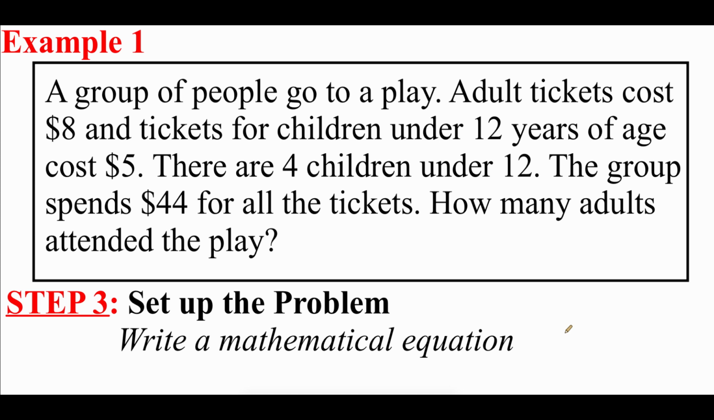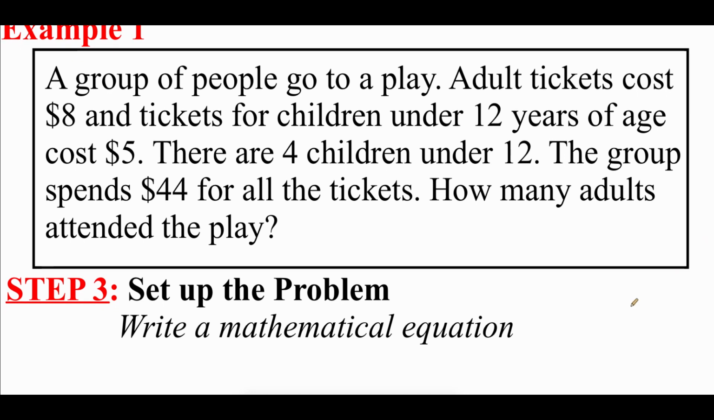So now in step three, what we're going to do is try to take all of that information and write out a mathematical equation. So we said that adult tickets cost $8, but we don't know how many adults are attending. So I'm going to take that $8 and multiply it by our unknown value A for adults.